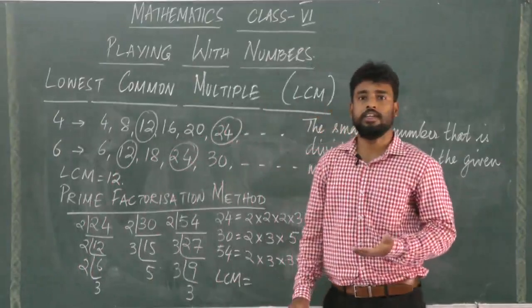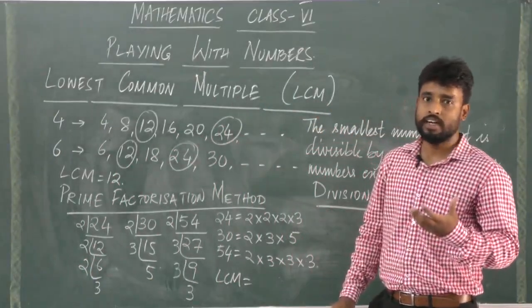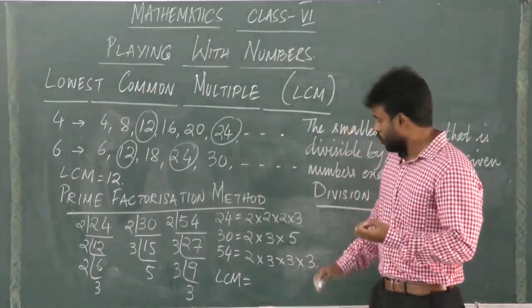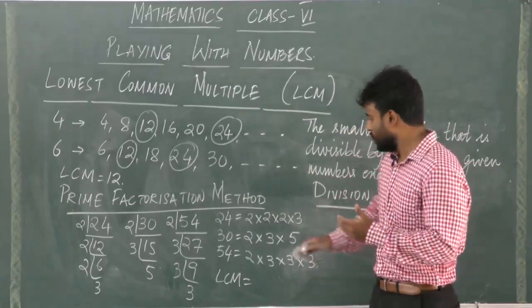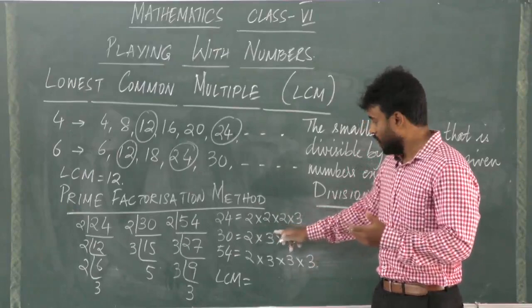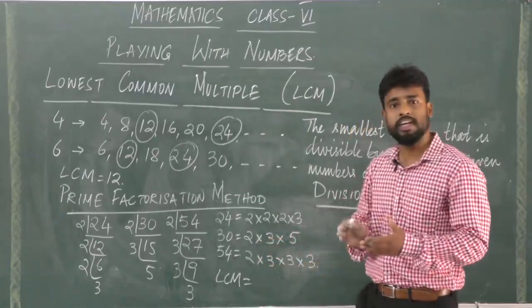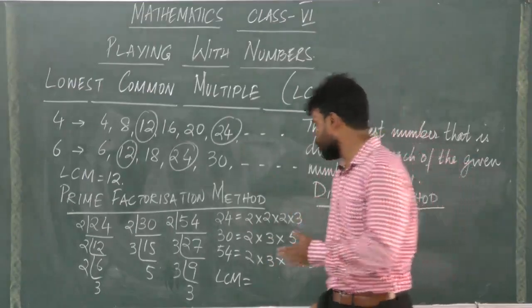Next we'll check the number of repetitions of each number, and we have to take the highest repetitions. For example, we want to find out how many times 2 is repeated in a given number. Here it is repeated 3 times. In the second case it is repeated 1 time, and in the third case also 1 time. So we'll take the highest number of repetitions, 3 times.